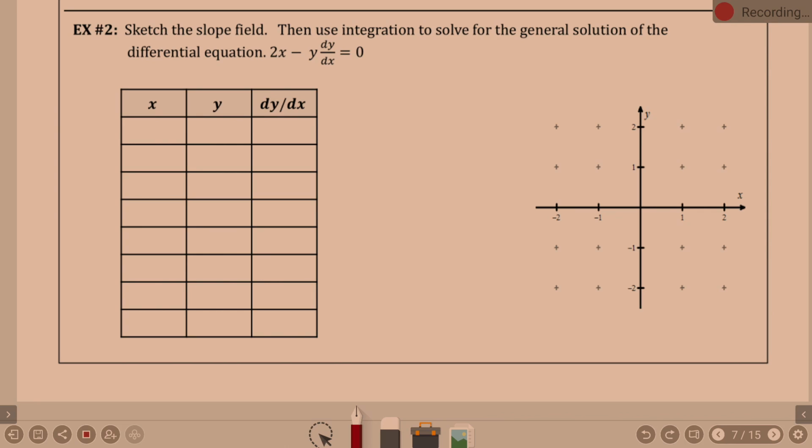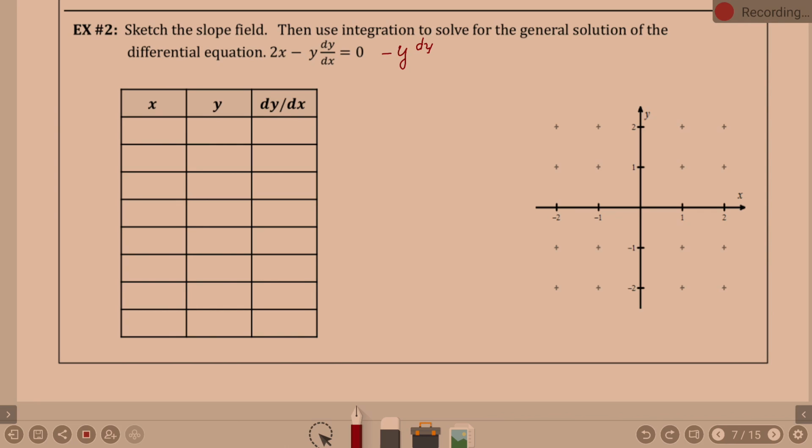One thing that would be easier to do, before we start plugging in, let's take the equation they gave us and solve for dy/dx is what I would suggest. If we're going to solve for dy/dx, how do you want to do that? Subtract 2x, and then divide by negative y. So dy/dx equals 2x over y. I do it that way so you don't get any negatives. Either way, our answer is going to end up positive. If you keep the negative y, it won't matter in this case.